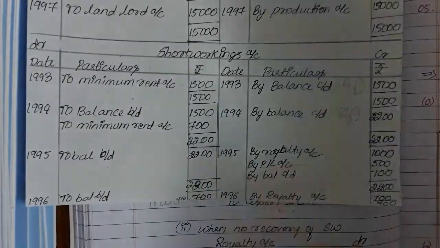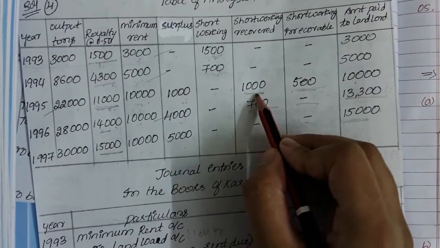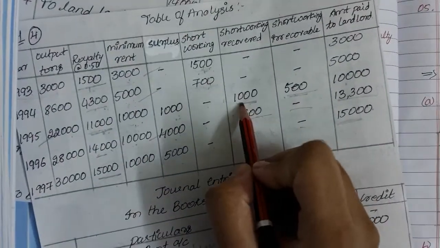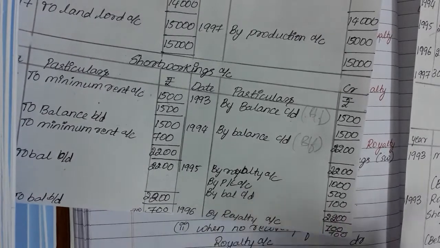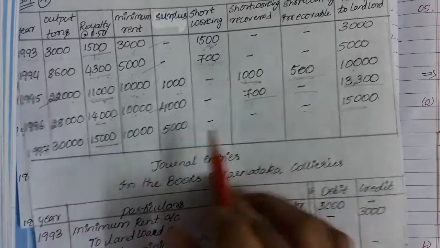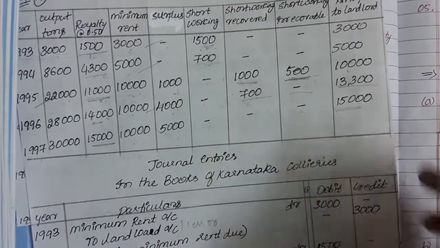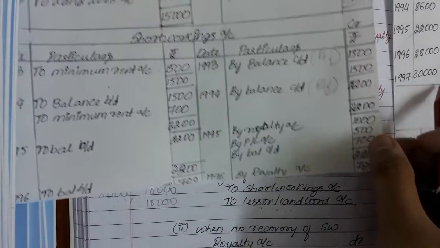So now what happens? You will see in 1983. Yes, in 1983 1000 of recovery has been made. So from where this recovery has been made? By royalty account 1000 recoverable. So what happens? By profit or loss account. So here 500 is irrecoverable. So we will be writing 500 over here. And what is this balance brought down?